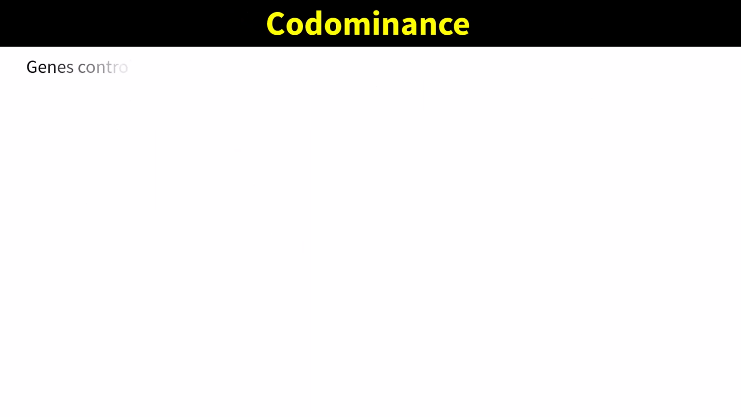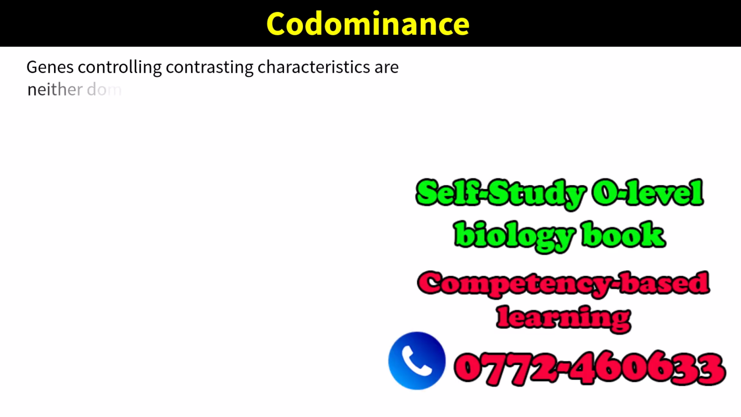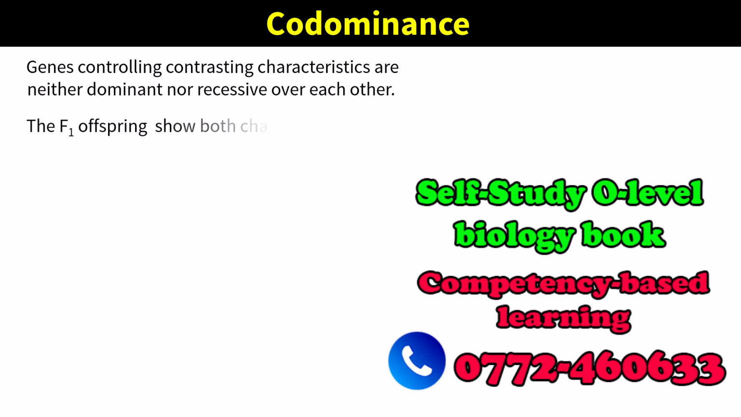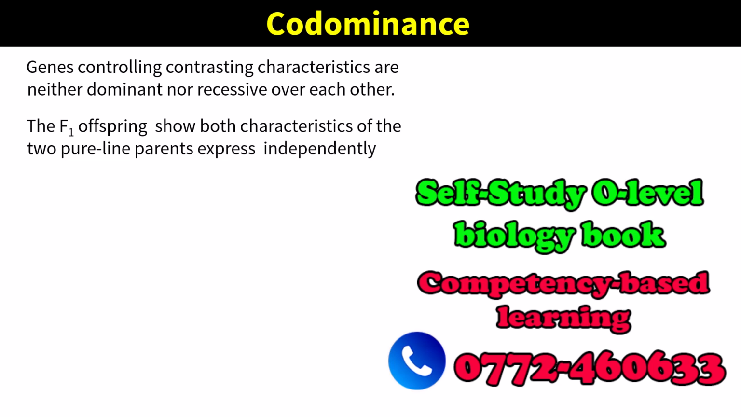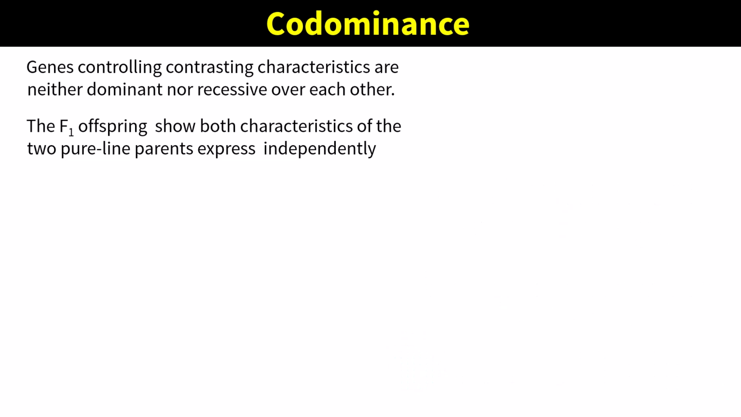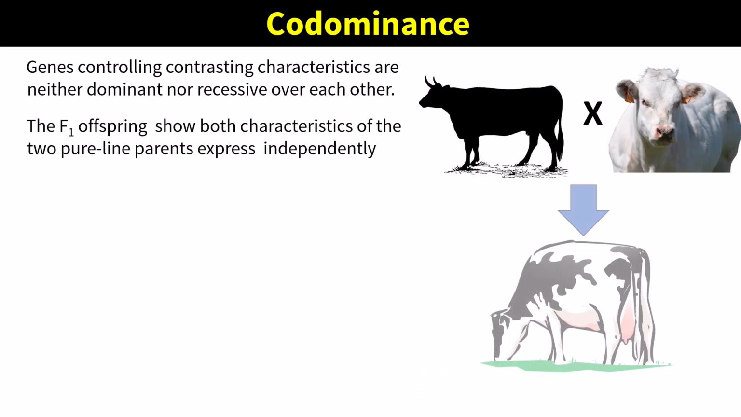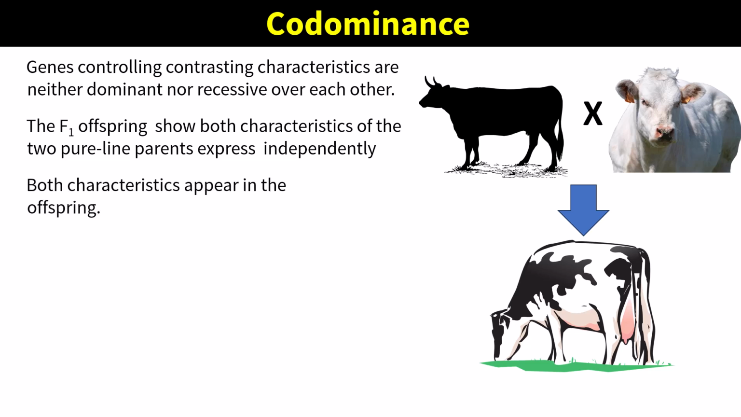Codominance. It is a condition where genes controlling contrasting characteristics are neither dominant nor recessive over each other. The F1 offspring do not show intermediate characteristics, but instead, both characteristics of the two pure-line parents express themselves independently, and both characteristics appear in the offspring; both genes or characters are dominant. For example, with a white bull and a black cow, the offspring have both white and black patches.